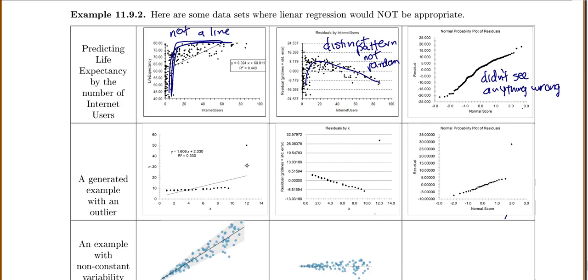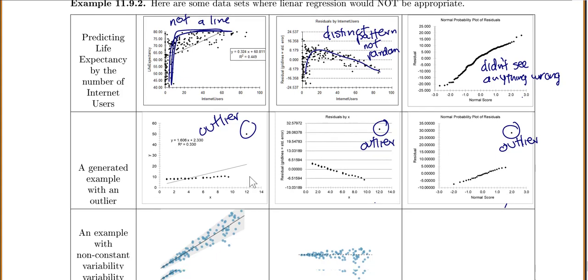Here's an example I made with an outlier. If you had looked at the scatter plot, it was pretty much a straight line until I introduced that outlier. So that outlier is a bad sign. Notice in your residuals plot, the outlier still shows up, and those points don't look random either. And even in the normality plot, you still see the outlier. So we know that this is not going to work because that outlier is ruining everything for us.